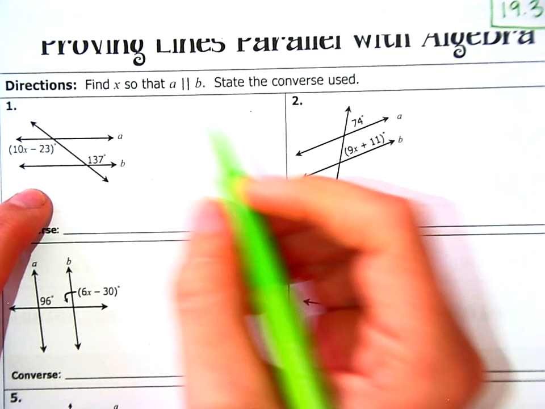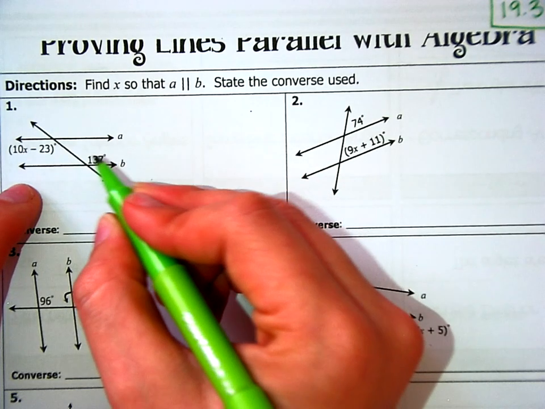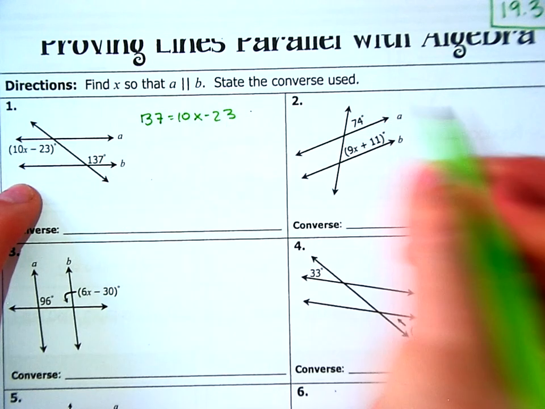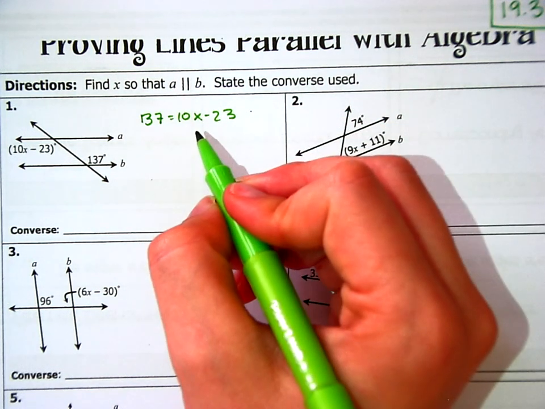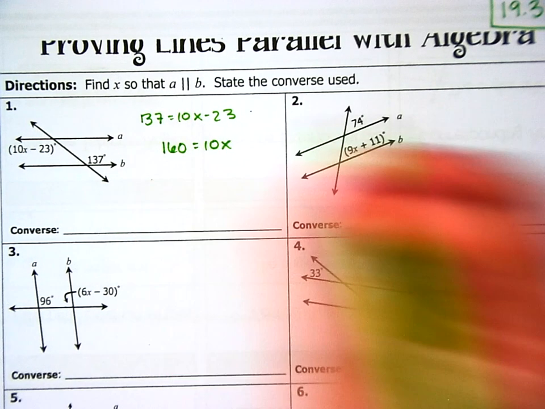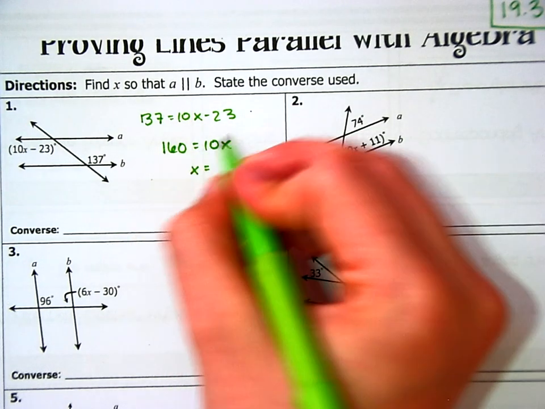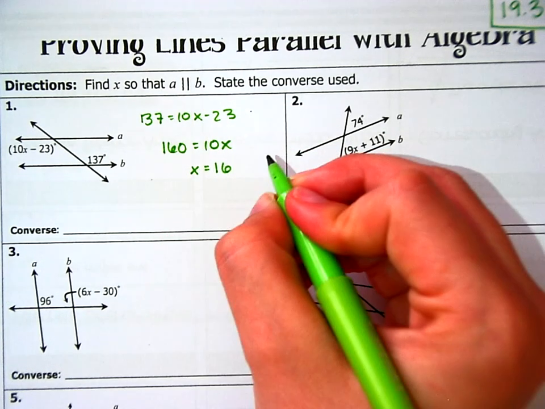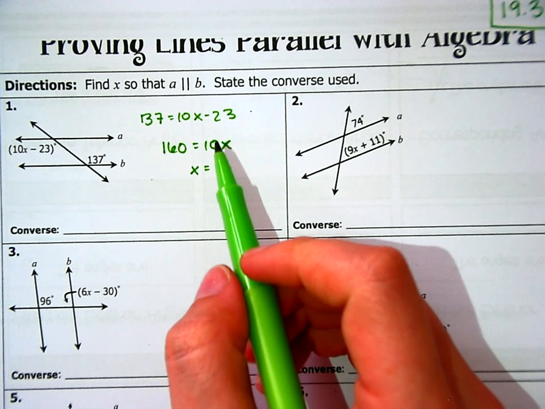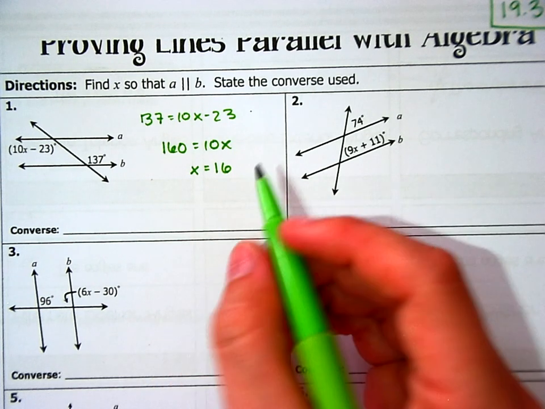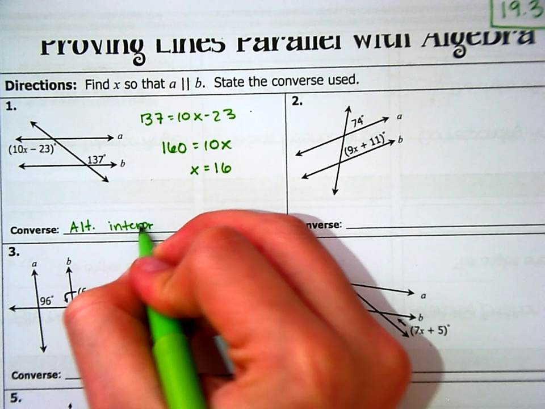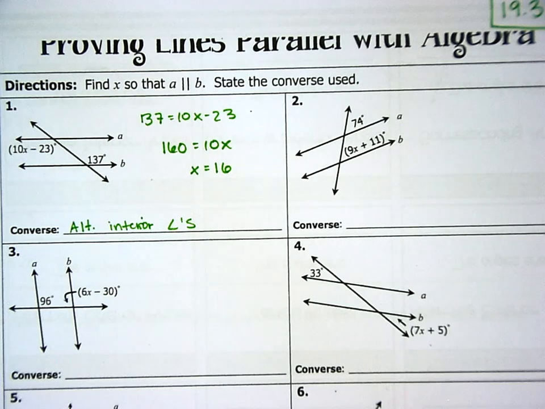and I've got these two angles which look to me like alternate interior angles. And so if these lines are parallel, these have to be equal. So I'm going to set them equal to each other. 10x minus 23. We're going to add 23 to 137 plus. So we get 160 equals 10x. And if I solve for x here, that's going to give me 16. Okay, so if these lines are parallel, then x would have to equal 16. And we know that using the converse of the alternate interior angles theorem. And that's all I'll write for that.